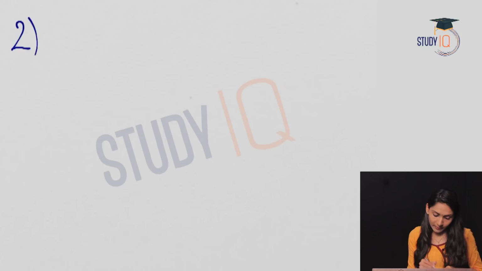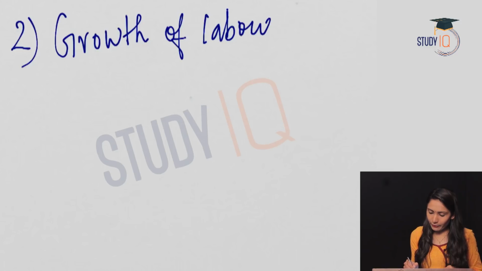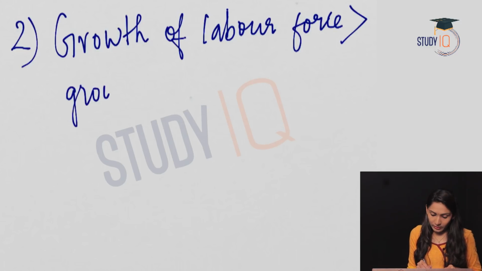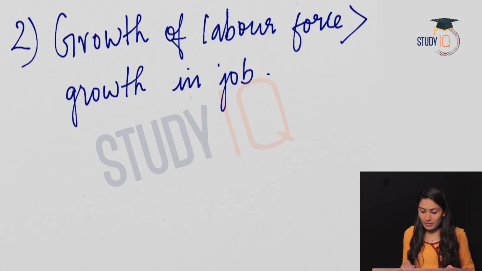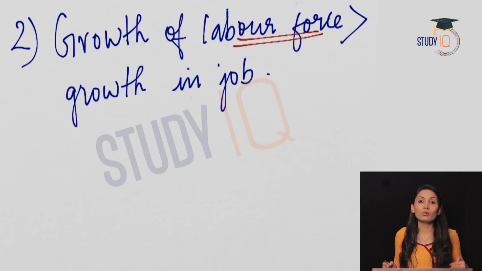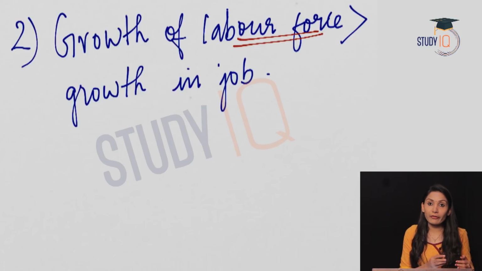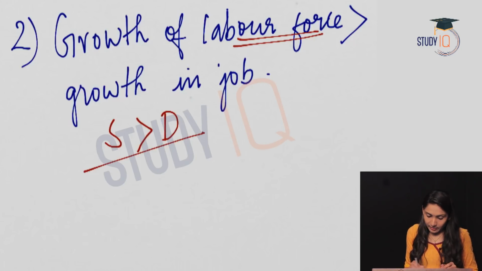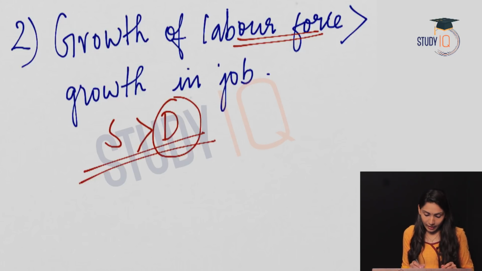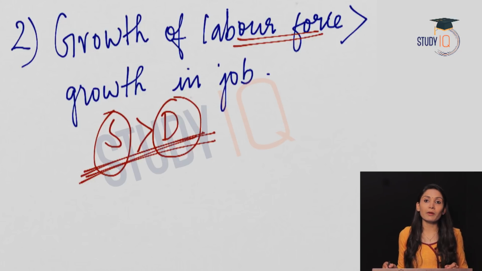The second reason for jobless growth in India is that the growth of the labor force is more than the growth in jobs. Who is the labor force? The labor force is the part of the population who are willing to work and able to work. So the growth of the labor force is more than the jobs created in the economy. That means the supply is more than the demand. The demand for jobs is less in the economy, but the supply of labor is more. This can lead to unemployment and jobless growth in the economy.